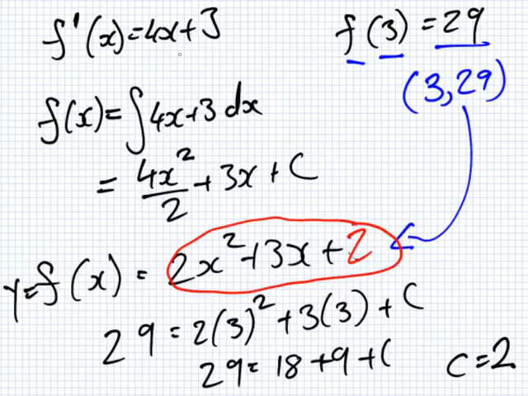Is the derivative 4x plus 3? It is. And if x is 3, do I get 29? I do. So this is the answer. They don't usually put this type of question in the exam, but I think they could, because everybody knows how to find the c. That's what we did in the first week. We use a point to find the c. So I could easily imagine an exam question like this, but they don't ask them like this.